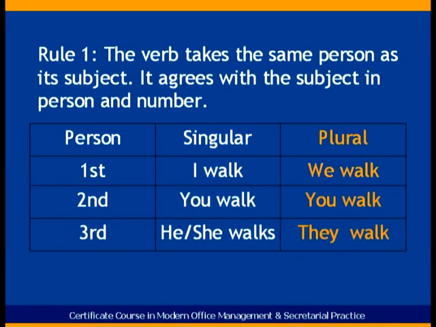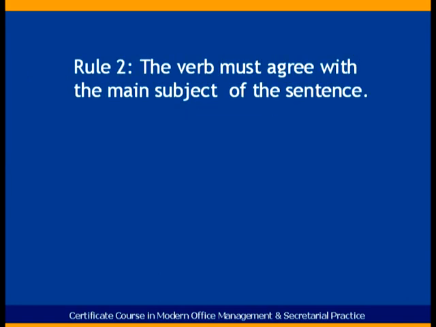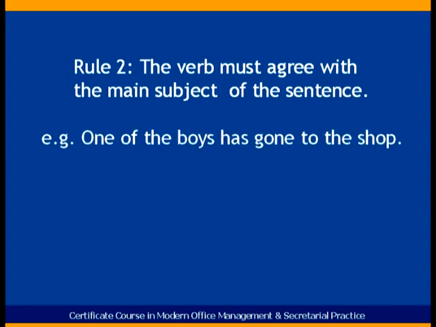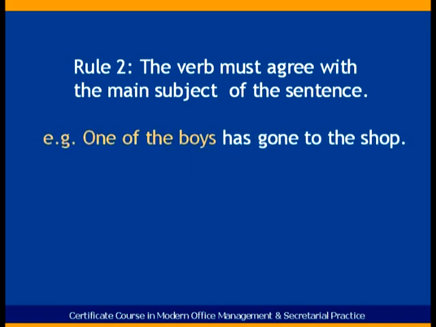Similarly, a plural subject requires a plural verb. We walk, you walk, they walk. Rule number 2. The verb must agree with the main subject of the sentence. For example, take a look at the sentence. One of the boys has gone to the shop. Who is this sentence talking about? In other words, who is the subject of this sentence?